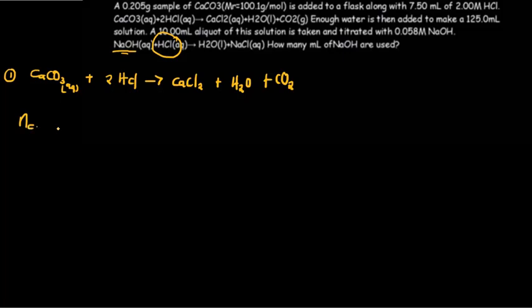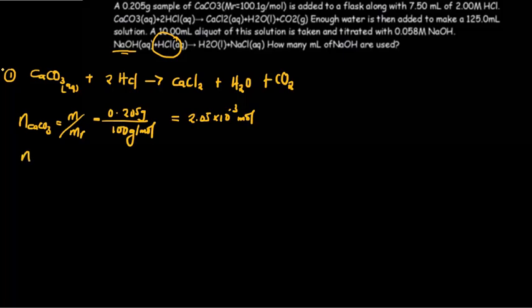So if you are given mass, to find the number of moles, we say mass over what? Molar mass. So in this case, the mass is 0.205 grams over the molar mass. We've been told that it is 100 grams per mole. So we can punch that. What are we going to have when we punch? 2.05 times 10 to the power negative 3 moles. So these are the available moles of calcium carbonate given.